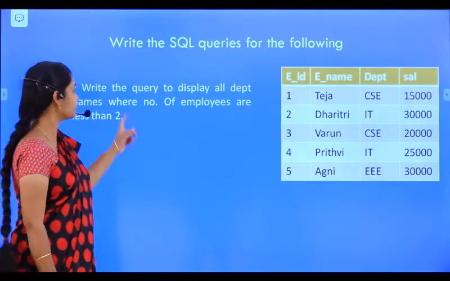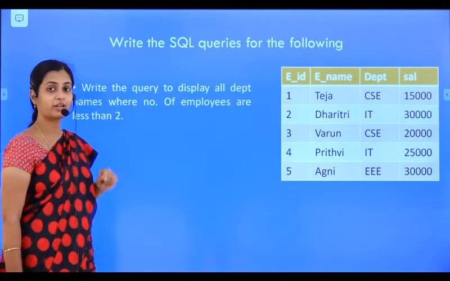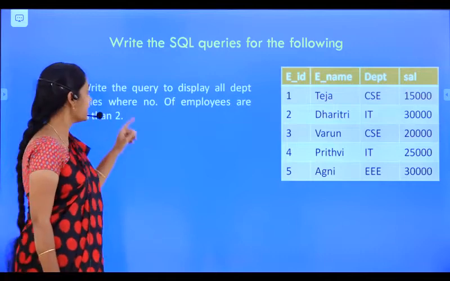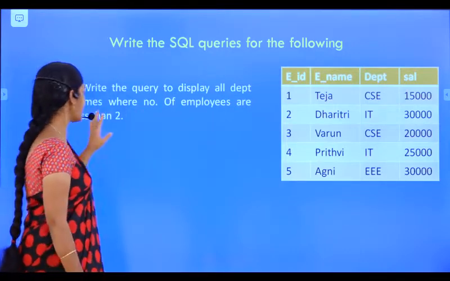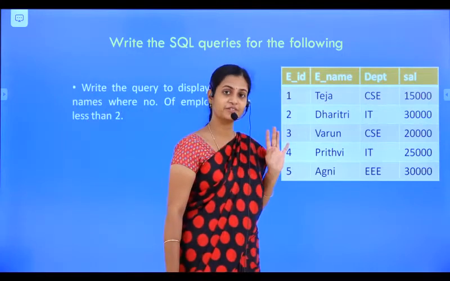So now we'll see one more query. What is a query here? We have the question: write a query to display all the department names where the number of employees is less than 2. And this is the example relation that we have taken.